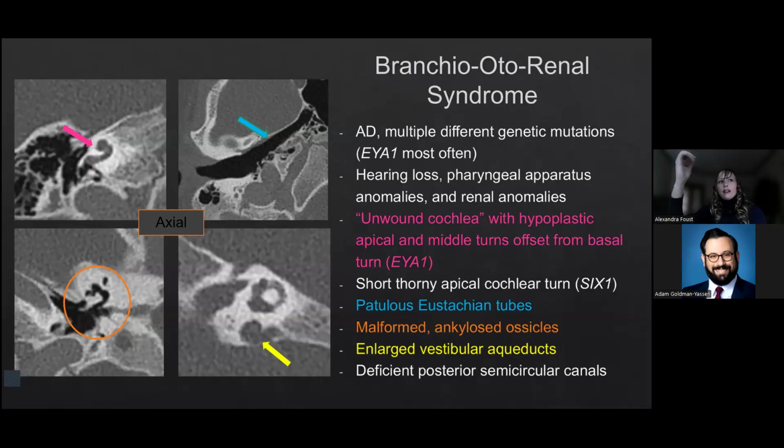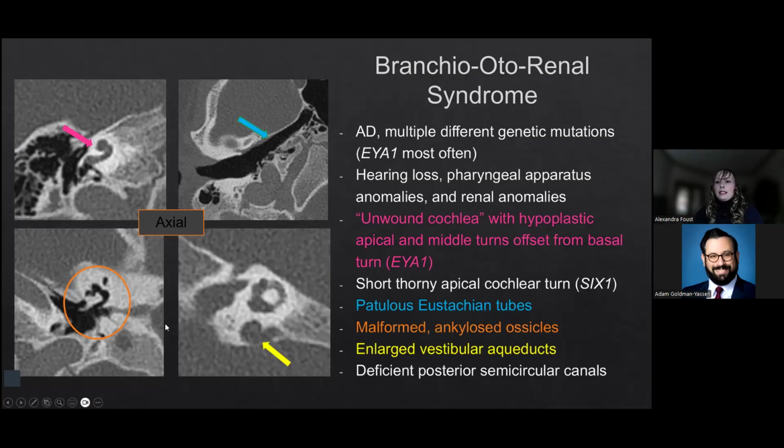And they're also offset from the basal turn of the cochlea, which is why it's been called unwound in appearance. There is a subtler phenotype in patients that have a SIX1 mutation, where they just have an extra thorny turn on the tip of the cochlea. So just something to be aware that that's also a potential appearance. The eustachian tubes can be really distended and patulous looking. Normally you can barely see the whole tube, and here you can see this gigantic air-filled eustachian tube.